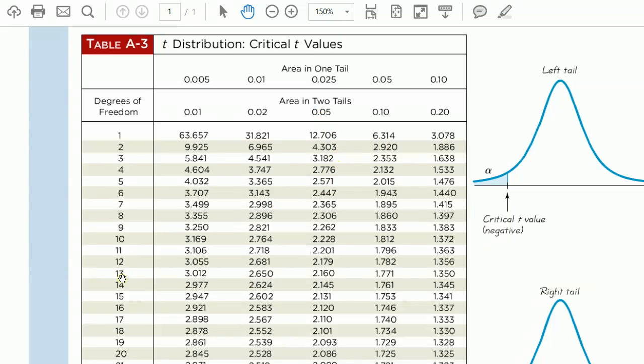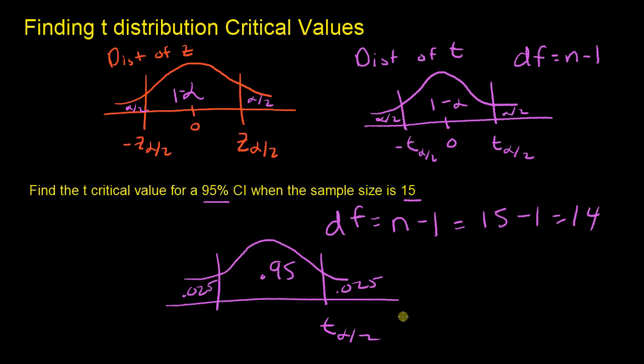My degrees of freedom was 14, so I go down to the degrees of freedom 14, and I look where the area in two tails is 0.05. Here we go. This is my critical value, 2.145. Let's write that down. There you go, that's my critical value. Pretty easy to find. Let's do another example.